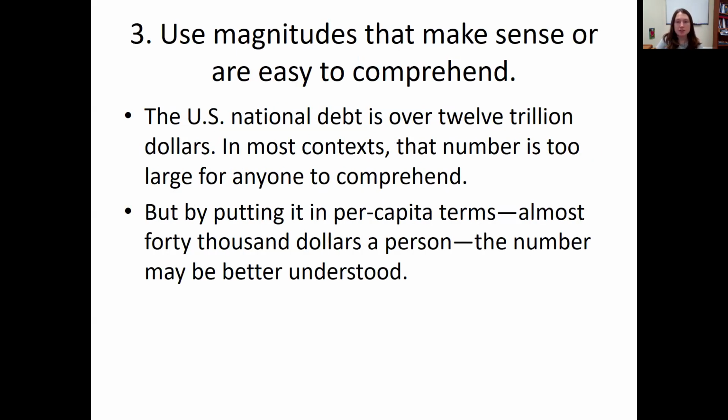Third, use magnitudes that make sense or are easy to comprehend. So here's an example. Say you write that the US national debt is over $12 trillion. Most people, me included, have trouble comprehending that number. It's just too large. But if you talk about it in per capita terms, almost $40,000 a person, that number is a little easier to grasp.